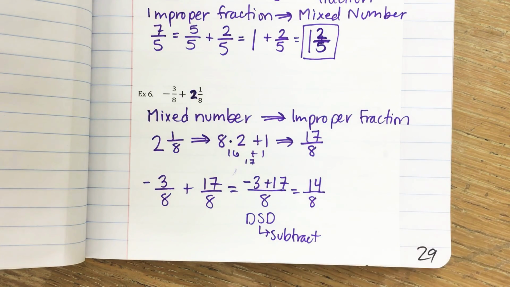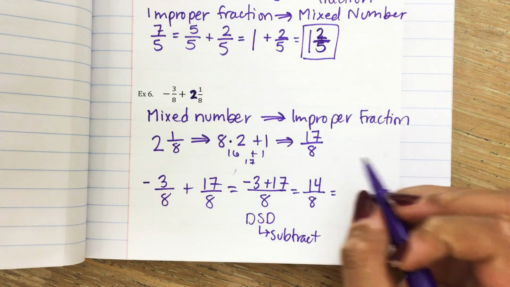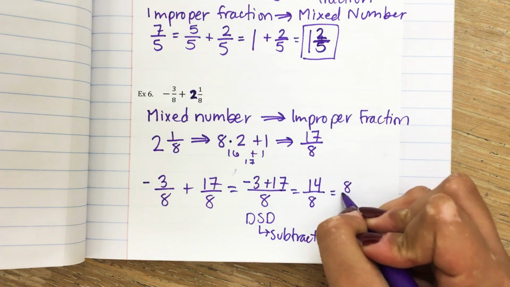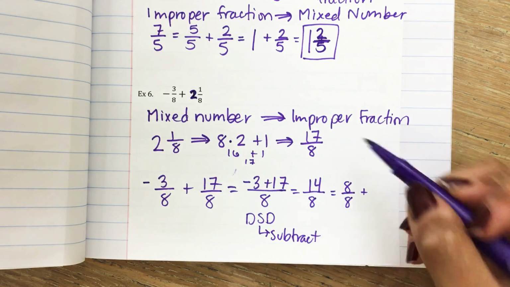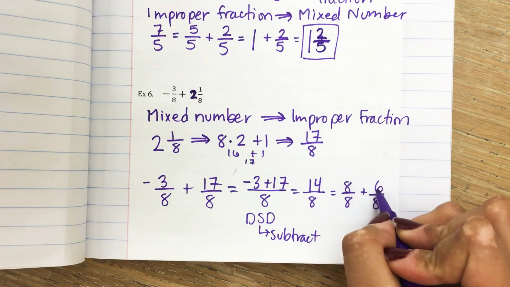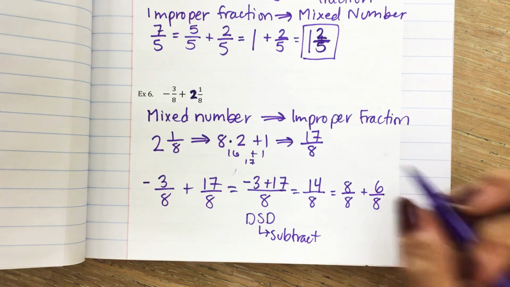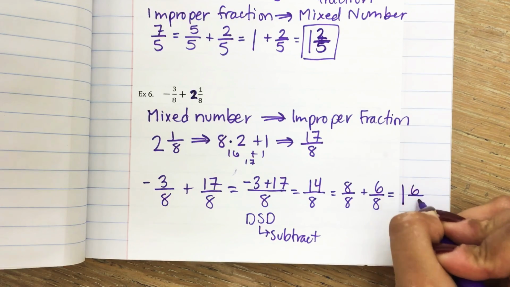Again, this is an improper fraction, and we want it to be a mixed number for our final answer. So I need to convert that into a mixed number. 8 goes into 14 once, so it's going to be 8 over 8 for the first one. And what I have remaining would be 6 over 8. So 8 plus 6 gives me 14. And so I have 8 divided by 8 is 1, and 6/8.